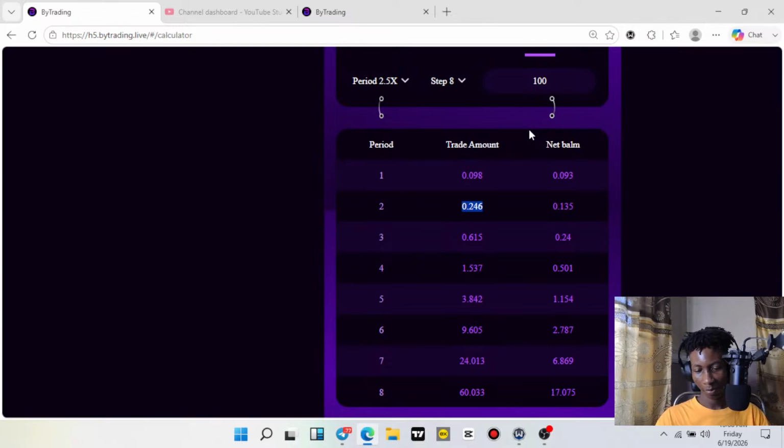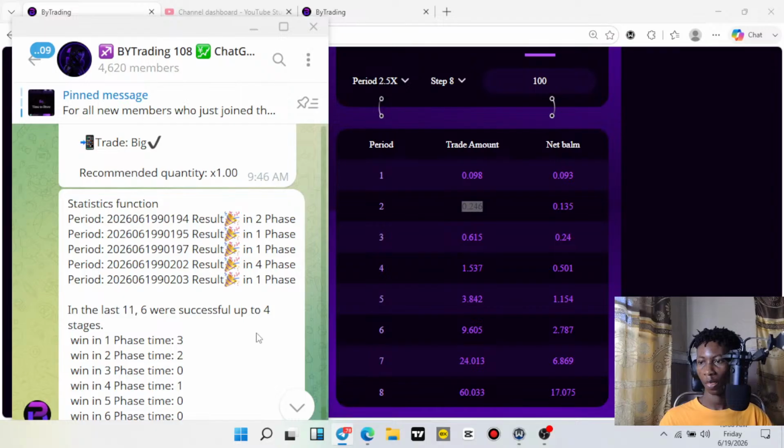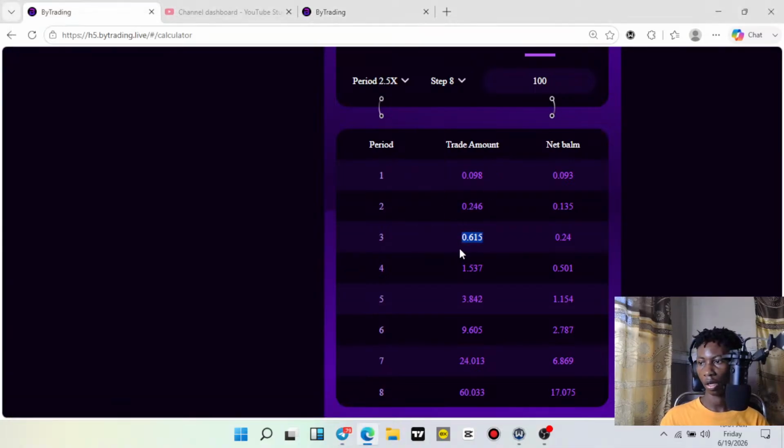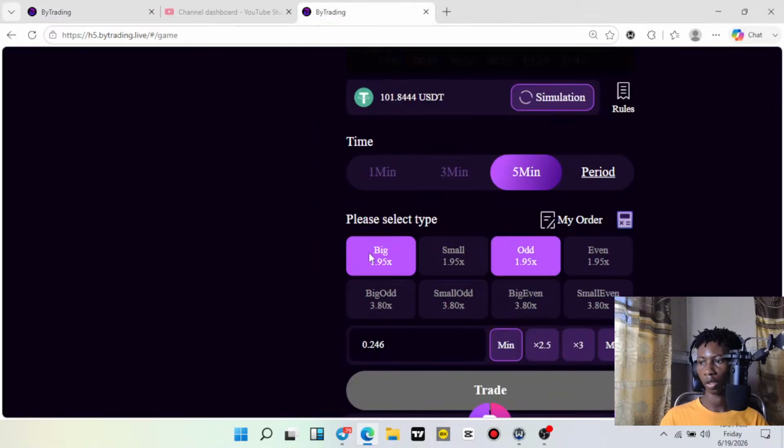So let's check the outcome. Always take note of this period ID. We actually lost on that one, so this time around they told us to go with odd. So right now I have to go with this amount on the phrase three, come back to the platform, select odd, and go with this amount showing on the screen.